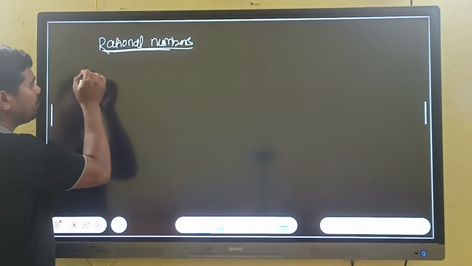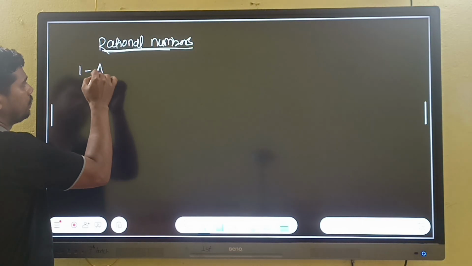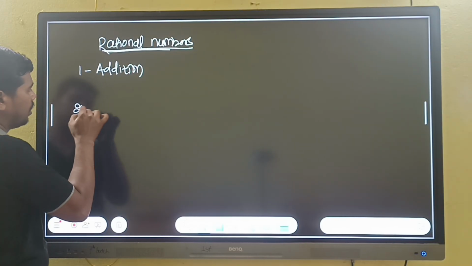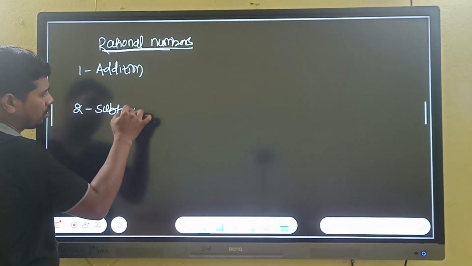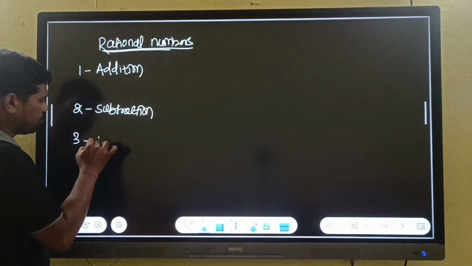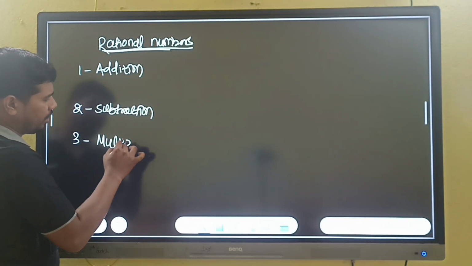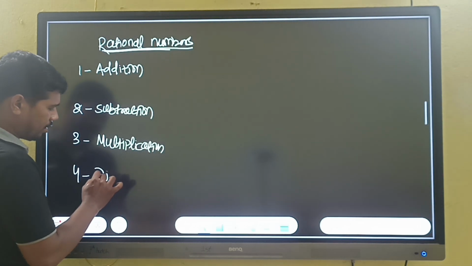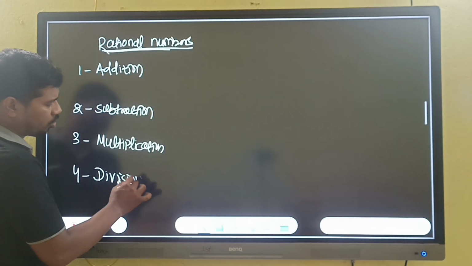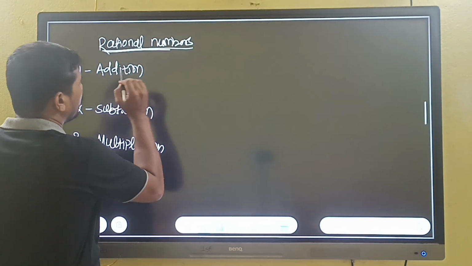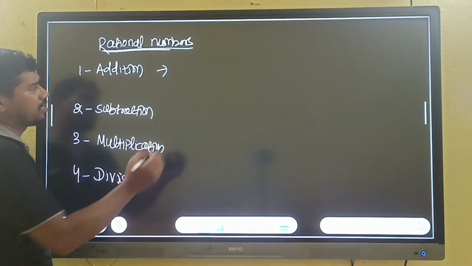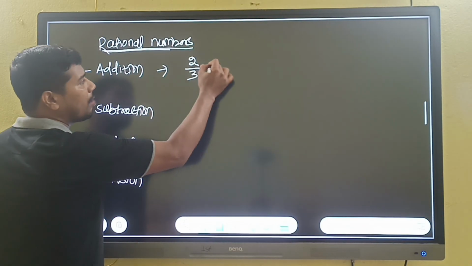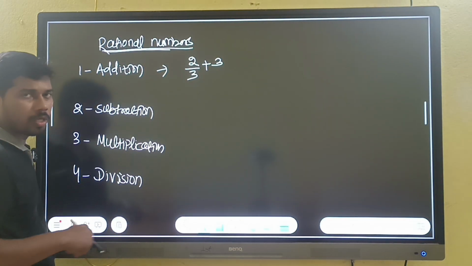So let's take the same operations for rational numbers: addition, subtraction, multiplication, then division. Our rule is that we have to check whether it satisfies the closure property or not. So addition: let's take one example of a rational number, 2 upon 3. That is a rational number. If you add another number, suppose 3, 3 is also a rational number.